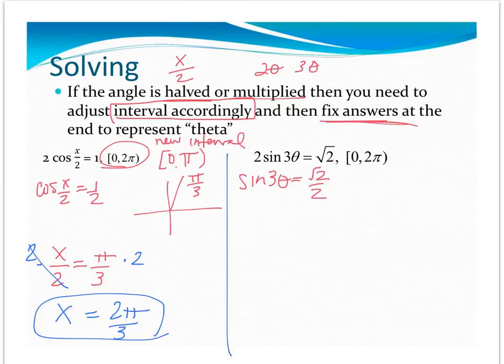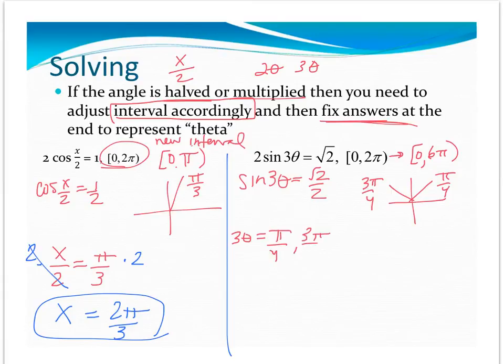If we look at the second problem, sine of 3 theta equals root 2 over 2. Since my theta has been tripled, my interval has to be tripled. So now this goes to 6 pi, which means it's 3 times around the circle. So I ask myself, when does sine equal root 2 over 2? And that happens at pi fourths and 3 pi fourths. So right now I'm going to say 3 theta equals pi fourths and 3 pi fourths. And then now I need to go around the circle again. So I'm going to add multiples of 2 pi, or in this case 8 pi fourths, to each of these answers. So that will give me 9 pi fourths and 11 pi fourths.